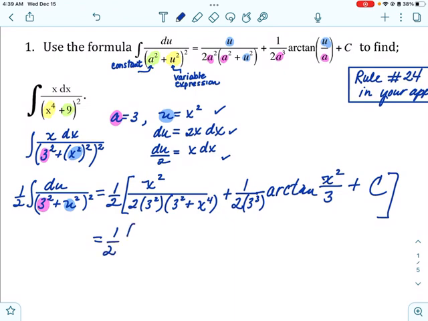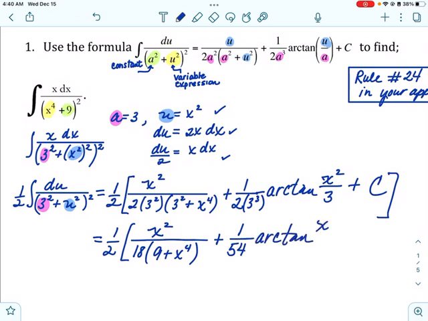We'll leave the 1/2 for right now, and we're going to put x squared over 18, 2 times 9, and then we have an x to the 4th. Oh, you could change this or not. Here, let's leave it the way it is. So we have 9 plus x to the 4th here. And then we have a plus, and then we have 1 over 2 times 27, so it's 1 over 54 arctan of x squared over 3 plus c, we'll call that a c1 if you will.